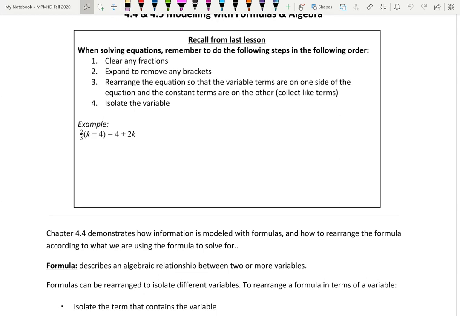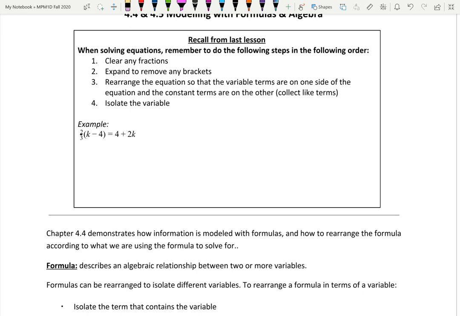So we want to clear any fractions. That's step number 1. Okay, so I do this by identifying the lowest common denominator. So the lowest common denominator is 3. Well, how do I know this? Well, this fraction actually has a denominator, which is 3. Okay, so that's this term, and that's the only term on the left. This is one whole term on the left side of the equal sign.